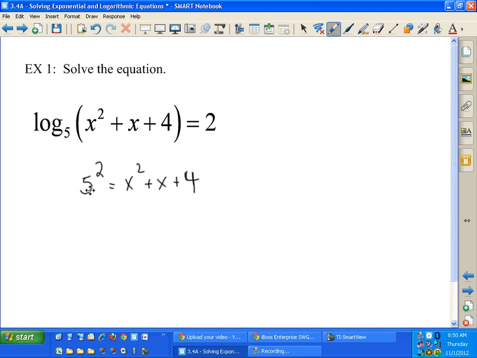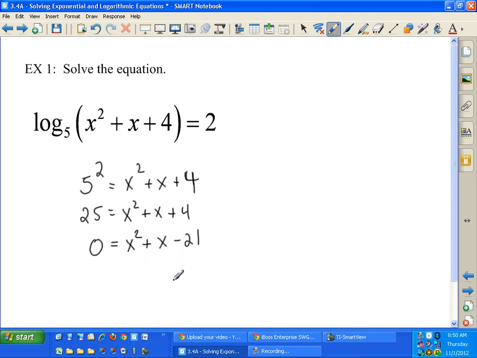I know that 5 squared is 25. And so now it's just an algebra problem once I get rid of the logarithm. And so then subtracting 25 across the equal sign, 0 will equal x squared plus x minus 21, if I subtract it correctly. And so then at this point I could either factor or use the quadratic formula to find out what is going on here.